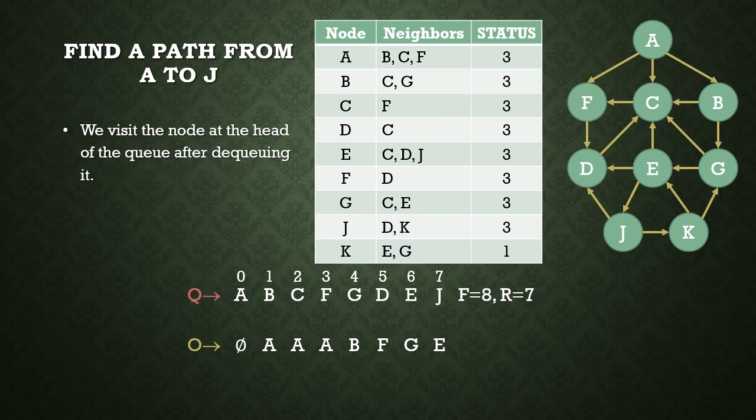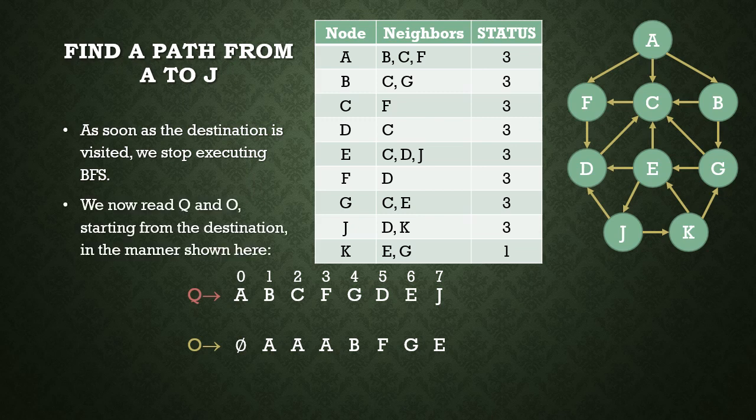Now we dequeue J. The status of J becomes 3. And as soon as the destination is visited, we stop executing breadth first search. We now read Q and O, starting from the destination in the manner shown here.